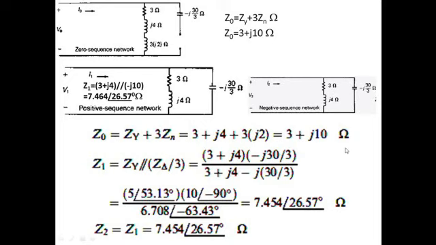So in this way, we divided the impedance into positive sequence impedance, negative sequence impedance, and zero sequence impedance, and we drew the positive, negative and zero sequence networks. Using this method will help us solve the unsymmetrical fault. So this is the end of today's lecture.